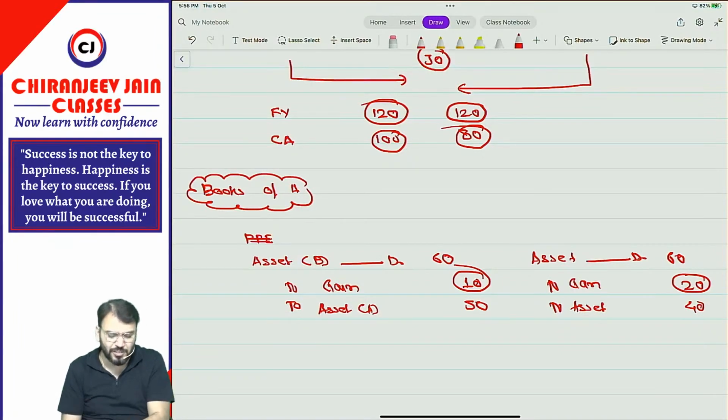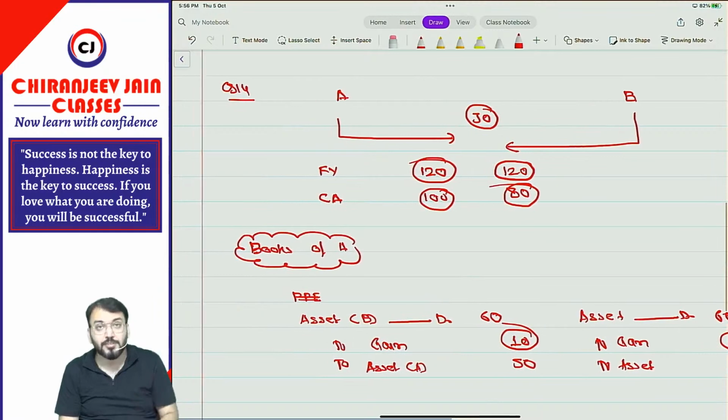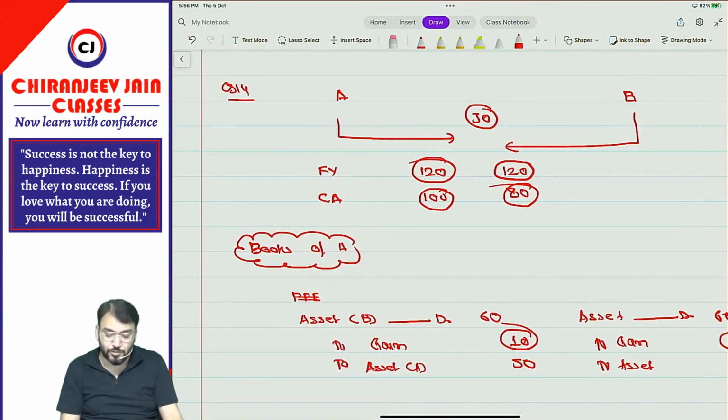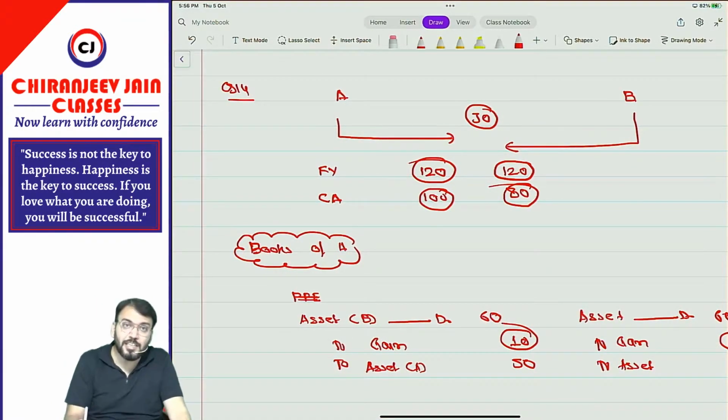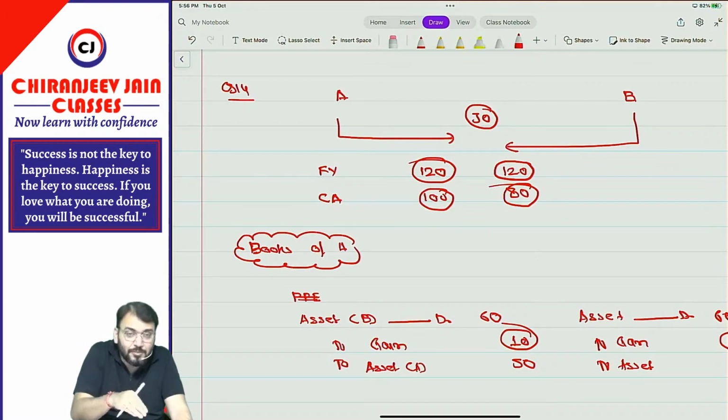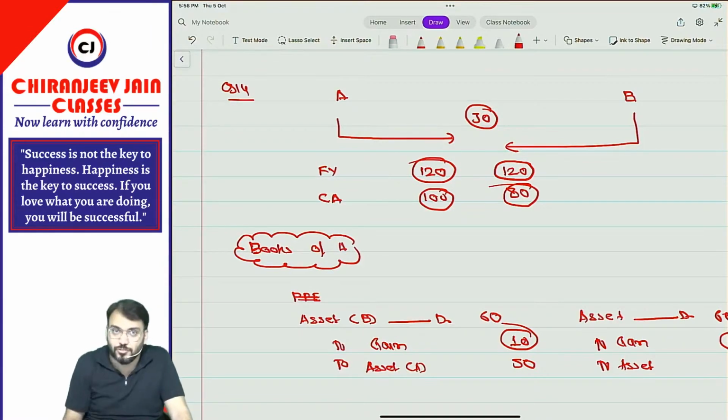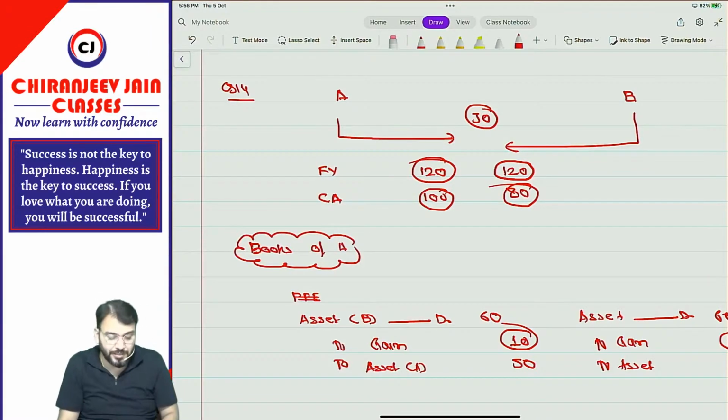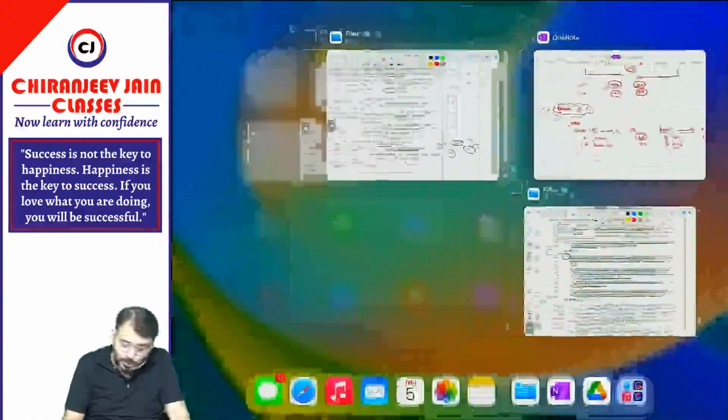Got it? It is also a good question. Simple. Understood? So we recognize only the gain or loss to the extent of the other party's share. Means any gain or loss on transfer of any asset, to the extent of the joint operator's share, will not be recognized in the respective books. Understood? Got it? Yes, sir.